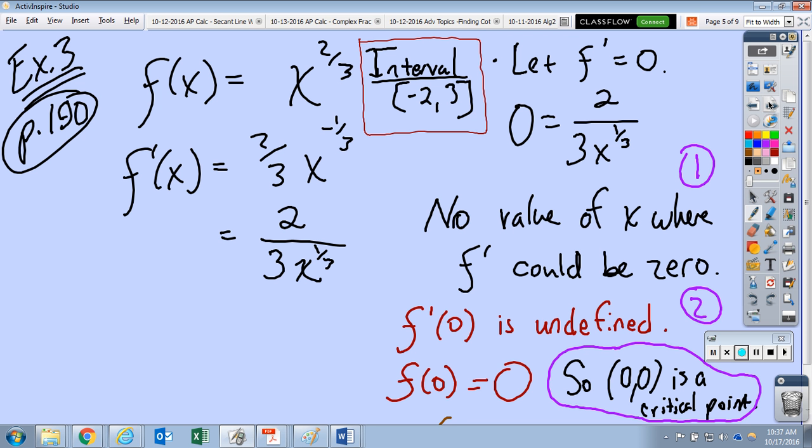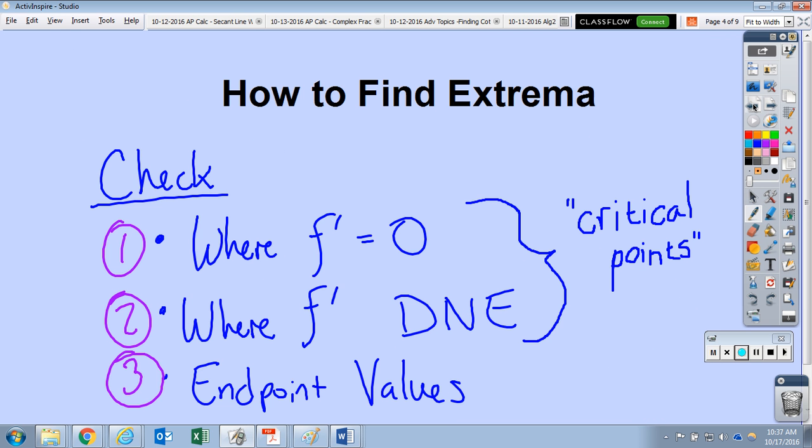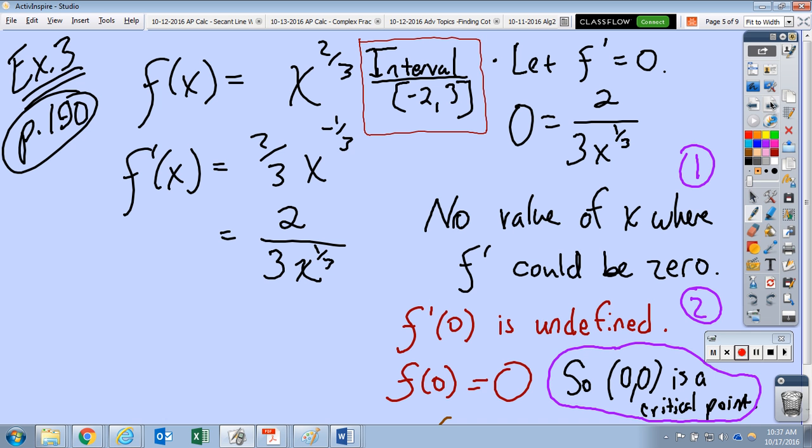F of x equals x to the 2/3. So f prime of x equals 2/3 x to the negative 1/3. The trick here is again to write this with a positive exponent so you can clearly see that division by 0 is an issue. So we know that f prime of 0 is undefined, so f prime does not exist when x is 0. That was number 2 in the steps I listed. And there's no value of x where f prime could be 0, right? There's no way this could be 0. So that's been taken care of.